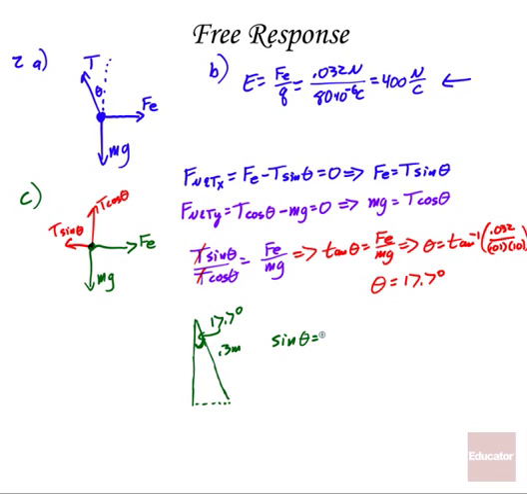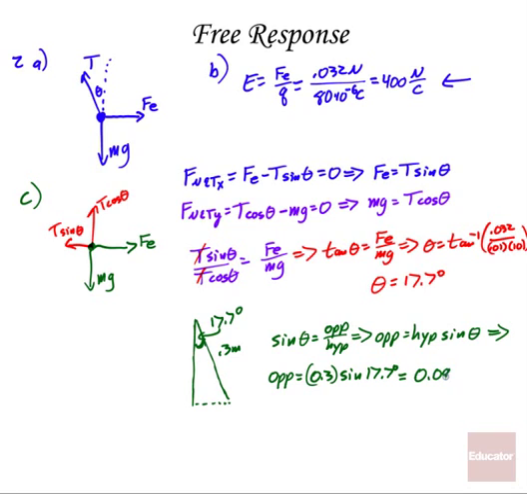Sine theta, so sine is opposite over hypotenuse. Therefore, the opposite side, what we're trying to find, is the hypotenuse times the sine of theta. Or the opposite side is going to be our hypotenuse, 0.3 meters, times the sine of 17.7 degrees, which is 0.091 meters. All right, that was a little bit more involved.